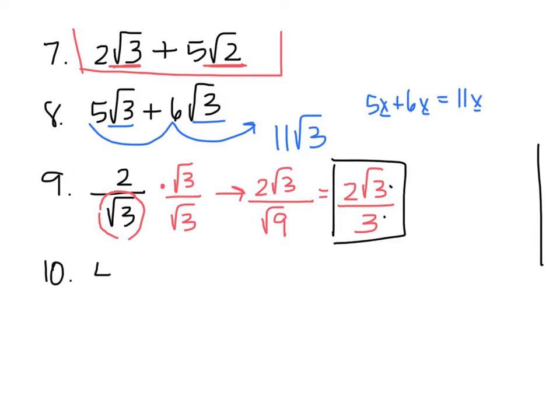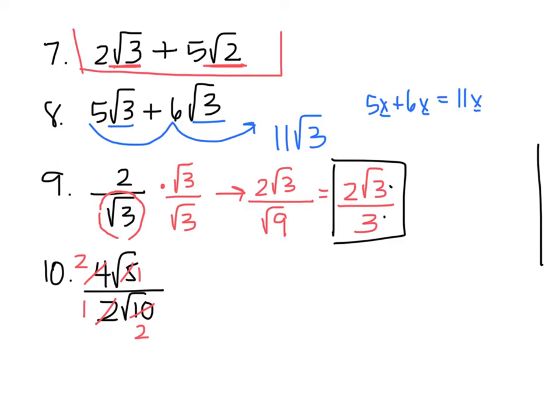Number 10, 4 radical 5 over 2 radical 10. Okay, this one's a little bit different. We have numbers outside that have something in common. We have numbers under that have something in common. Because we have a 4 and a 2 that have something in common, and a 5 and a 10, I can simplify. 2 goes into a 4 twice, 2 goes in here once. 5 and 10, 5 goes in here once, 5 goes in here twice.